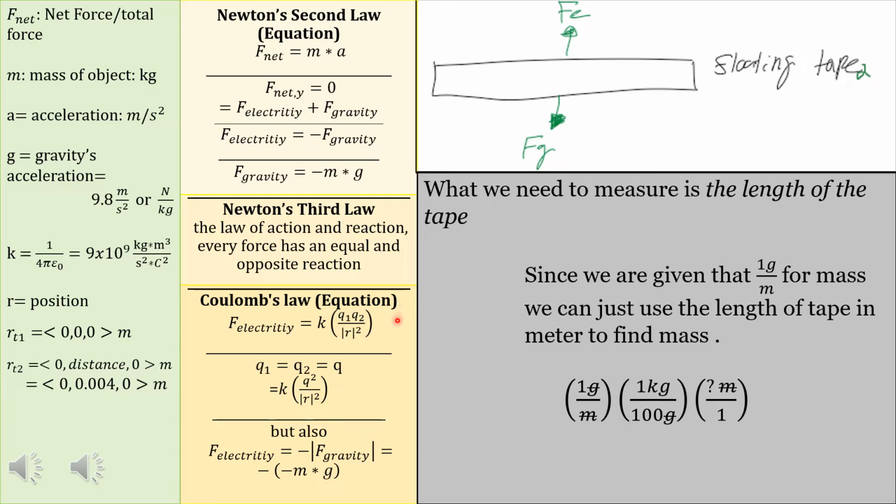Coulomb's law is where the force of electricity equals K, the Coulomb constant, times the Q's on top right there. Coulomb's law is the force of electricity, and the equation is below. In this system, we need the measurement of length since we are given the mass per meter. But since we're given the mass in grams, we need to change it to kilograms for our equation.